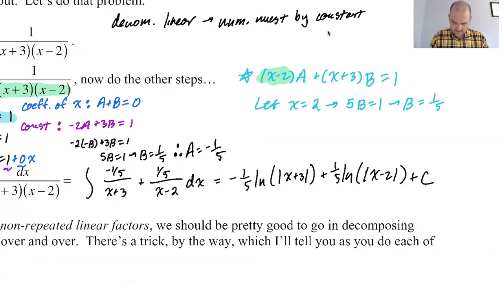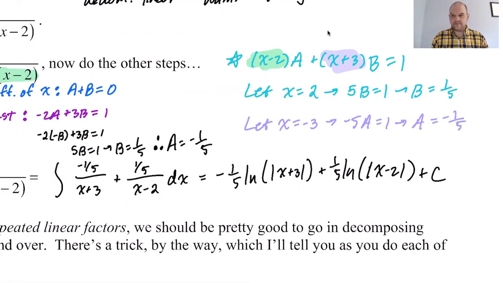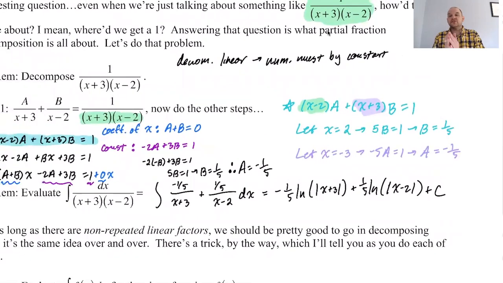Well, what if I make a different choice? What if I let x equal negative 3? Well, that'll mean that this part now is 0. And so I actually just get negative 3 minus 2 is negative 5a equals 1. So a is negative 1/5, which is so much less work. This is halfway to something called the cover-up method.